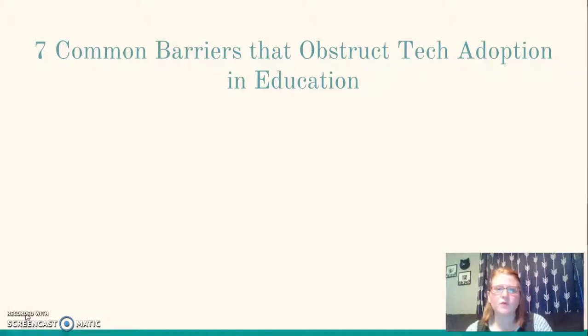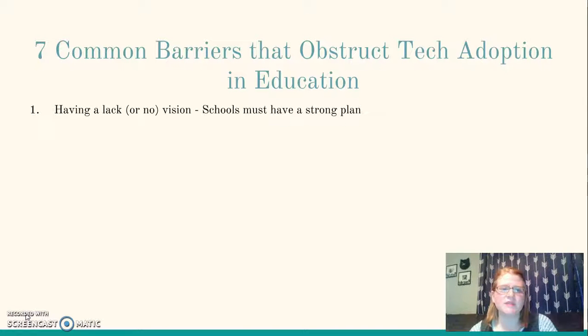The next article was 7 Common Barriers That Obstruct Tech in Education. The first one is not having a vision, that schools need to have a strong plan. I can definitely see this. The school I'm at now, I adore my principal. I think she's fantastic. She's not techie at all. She does not really like technology that much. She hates Google.